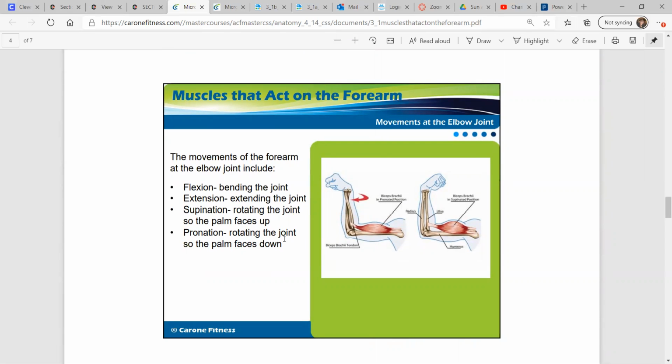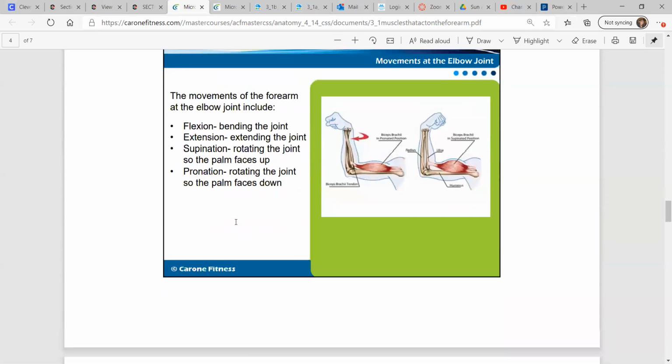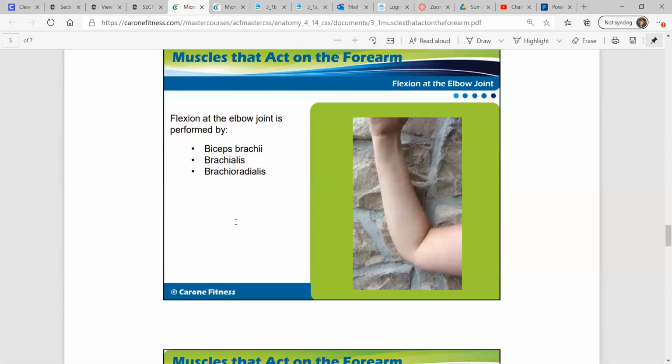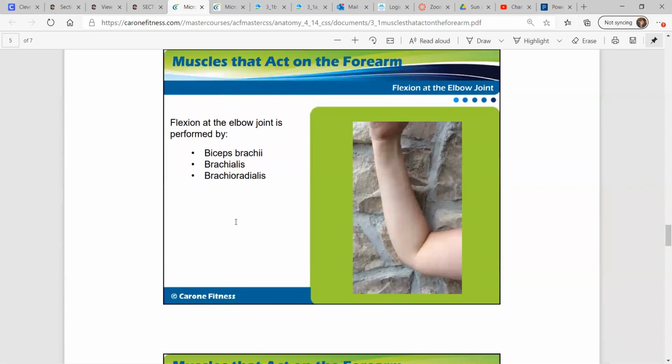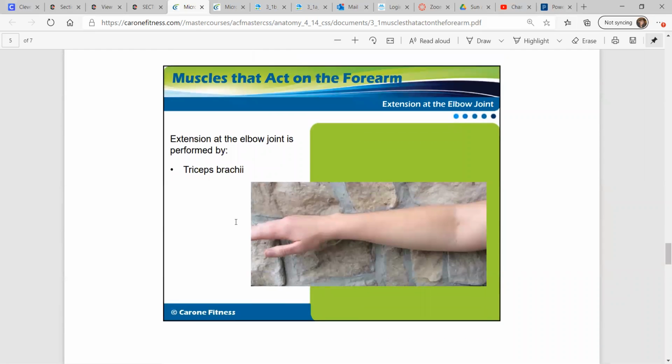The movements of the forearm at the elbow joint include flexion, bending the joint, extension, extending the joint, supination, rotating the joint so the palm faces up, pronation, rotating the joint so the palm faces down. And we'll get some pictures here. So the flexion at the elbow joint is performed by your biceps brachii, the brachialis, and the brachioradialis. Extension at the elbow joint is performed by the triceps brachii.